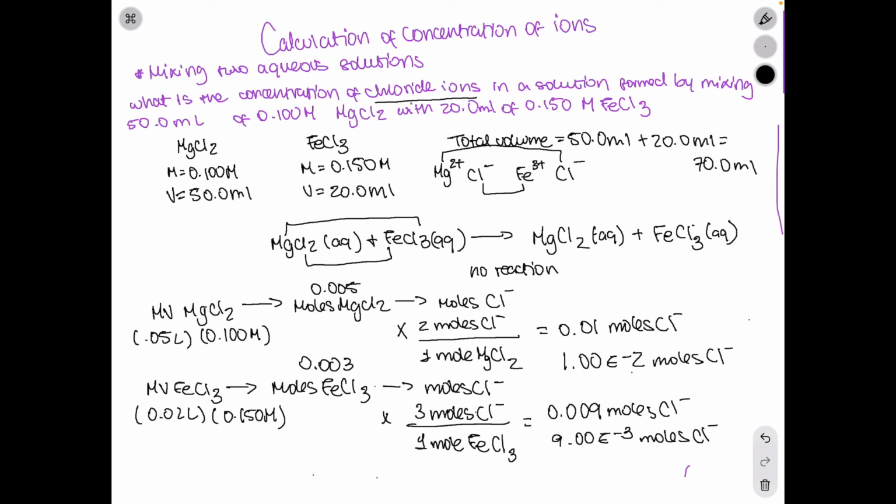So what we do now is that we add both of these moles. We have to move this, they have to be in the same scientific notation. So I'm gonna do 1.00 e -3 plus 9.00 e -3, and that's gonna be equal to 10.00 e -3 moles Cl minus.